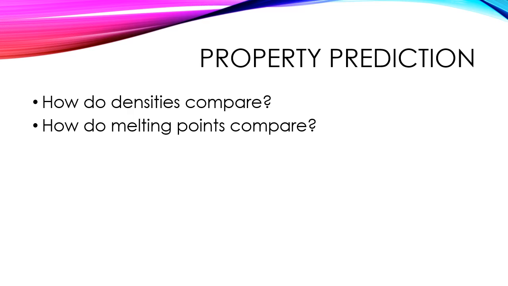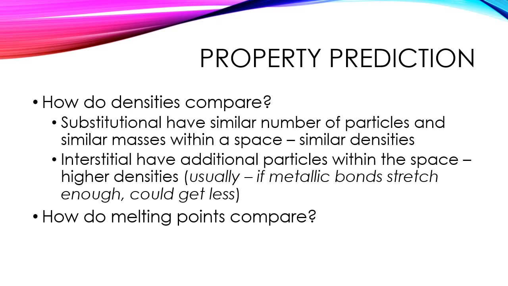You should also be able to make some predictions regarding properties for an alloy based on what kind of alloy is formed. Specifically, we will focus on density and melting points. With regards to density, a substitutional alloy has a similar number of particles with similar masses within a space. Therefore, they should have densities that are very similar to the original densities of the metals that make them up. An interstitial alloy, on the other hand, has additional particles that have been forced into those in-between spaces. They often end up with higher densities.